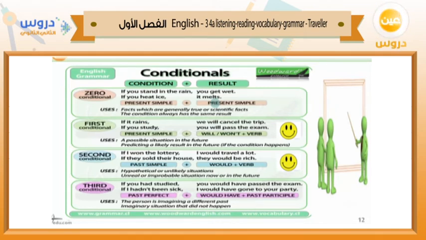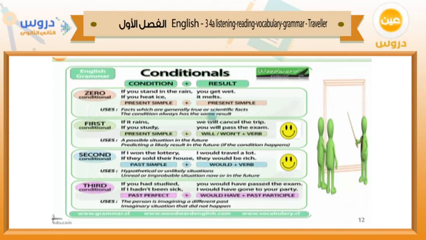So when do we use the zero conditional? We use this for facts which are generally true or scientific facts. The condition always has the same result. Everywhere, every time, anyway, anyhow. If you take ice and put it on fire, it melts. This is a fact. This is about science. And the result is always the same. Any kind of ice, put it on any kind of fire, it melts. Anyway, if you go stand in the rain, you get wet.